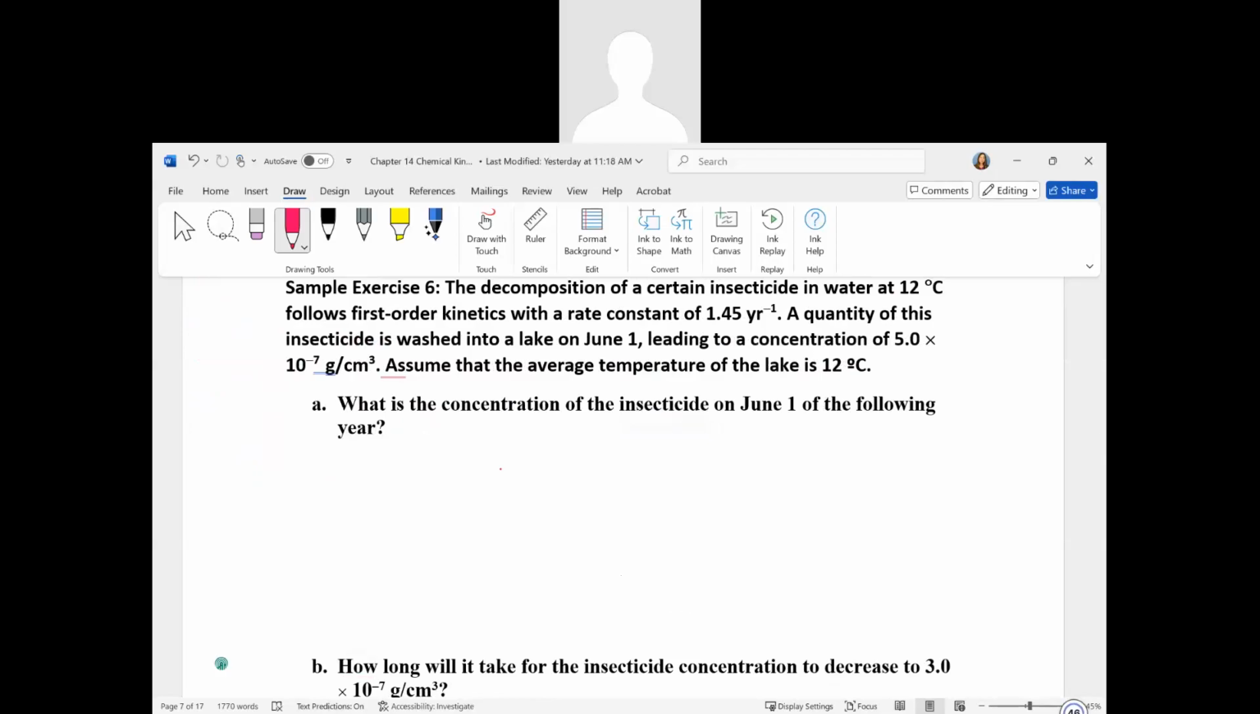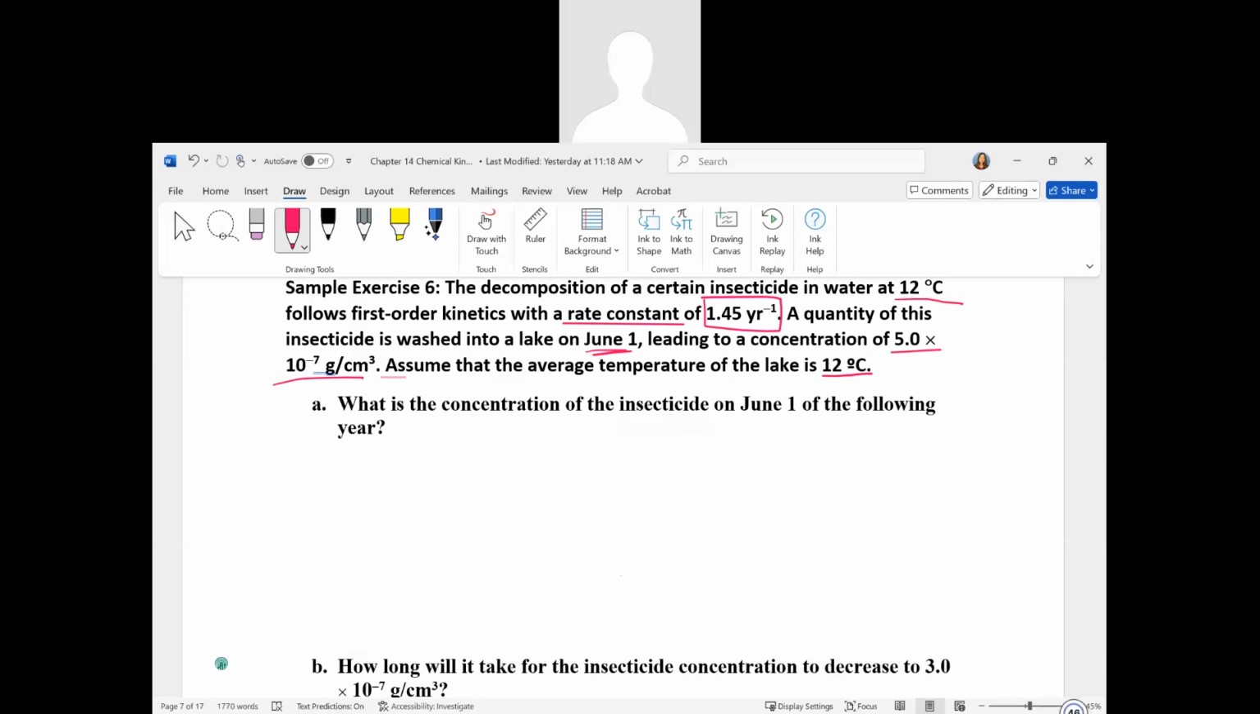So we're told here that we have decomposition of this insecticide in water. We're given a temperature. The only reason that we're given the temperature is because rate constants, like this one right here, 1.45 per year, are generally temperature dependent, or they're always temperature dependent. So we're just given that temperature to show you that the temperature is on average that same 12 degrees Celsius. So that sets us up for success in this problem. We're given some information that on June 1st of 1 year, some amount washed into a lake, and the concentration ended up being 5.0 times 10 to the negative 7th grams per cubic centimeter.